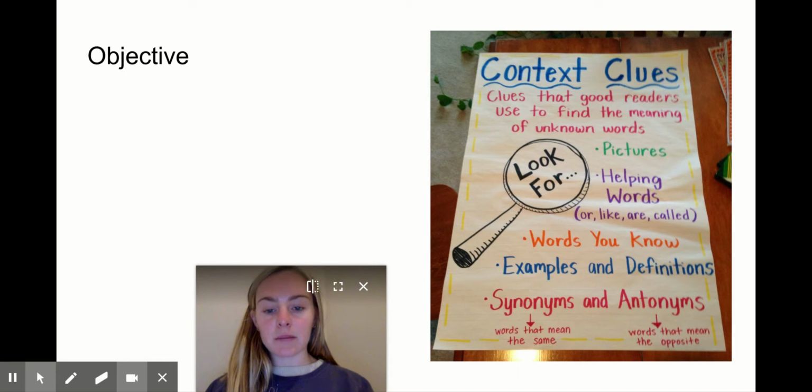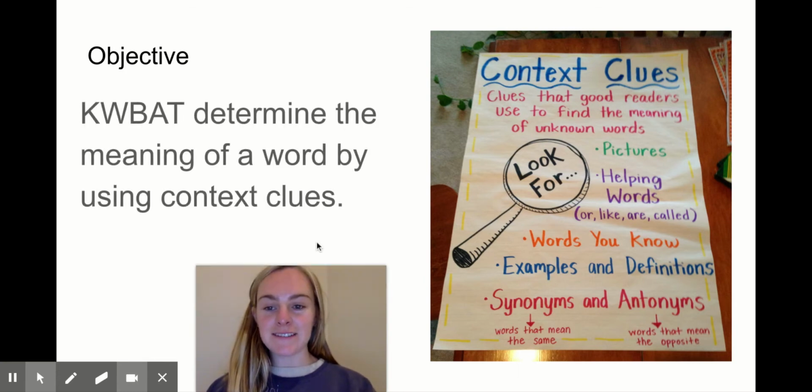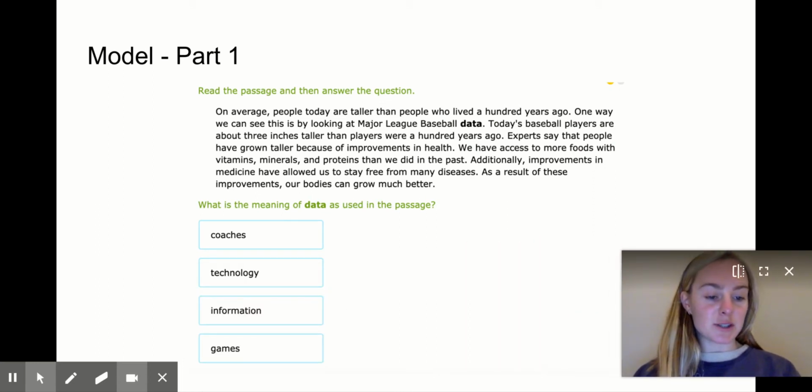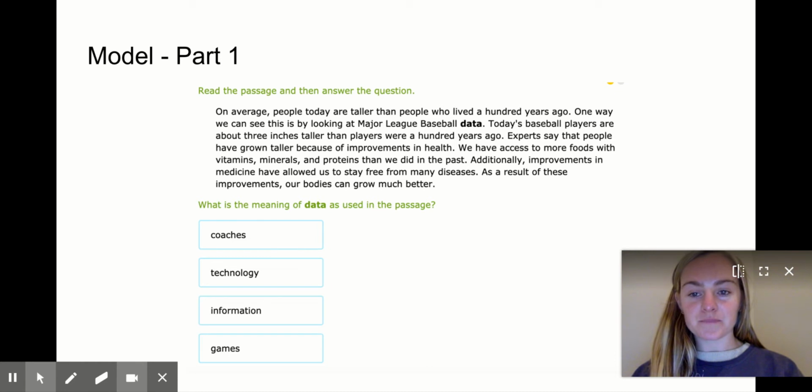Let's look at what we will be able to do today. And let's read it together on the count of three. Ready? 1, 2, 3. Kipsters will be able to determine the meaning of a word by using context clues. So let me do a quick model today of what we are going to be able to do by the end of the lesson. So for your part 1, you need to read the passage and then answer the question.